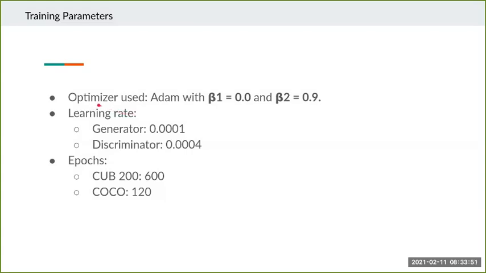So these are the different training parameters and conditions used. They used an Adam optimizer with beta 1 of 0.0 and beta 2 of 0.9, and learning rates for the generator and discriminator networks are these. The number of epochs they trained for CUB200 is 600. And for COCO, being a larger data set, they only trained for 120 epochs.